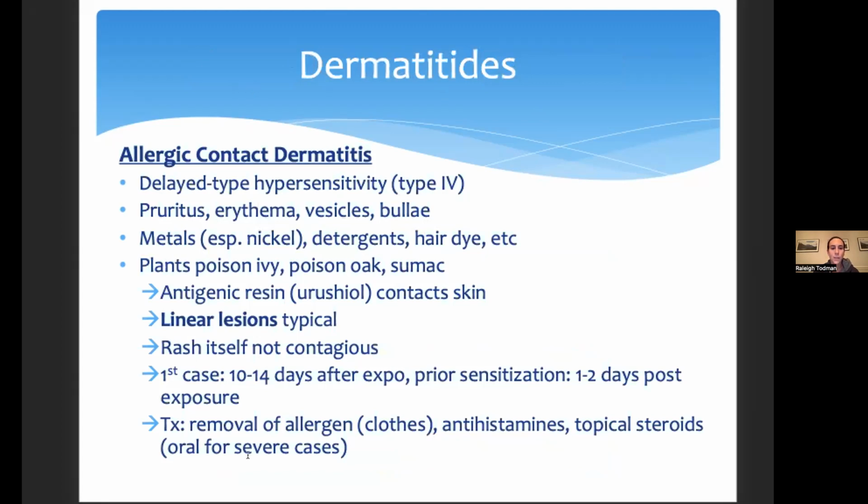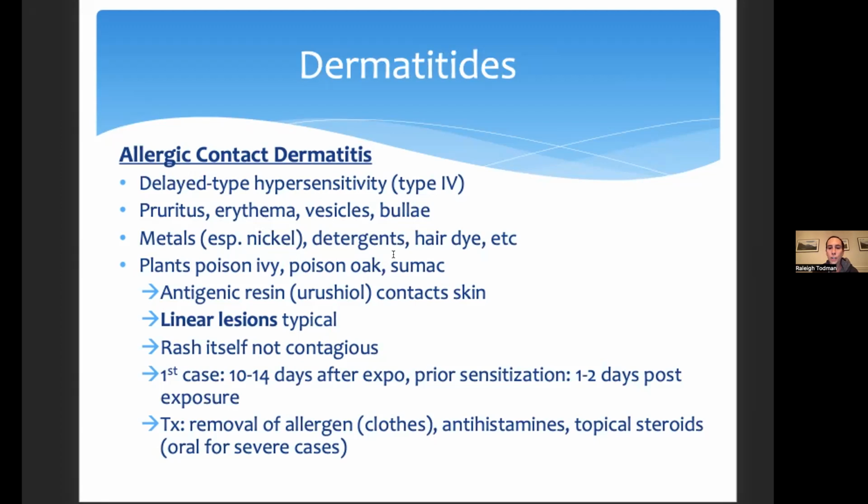contact dermatitis. We see this quite a lot also in the ED. So like I said, this is a delayed type hypersensitivity. There's pruritus, there's erythema, you can have vesicles, you can have bullae, depending on the size. Things that can cause this, metals, especially nickel, can cause a lot of contact dermatitis. You'll see someone with the shape of a ring or a shape of some type of jewelry if it's made of nickel.